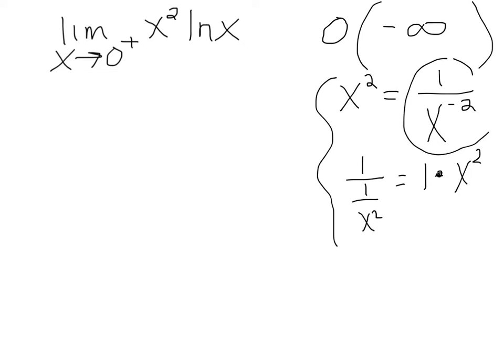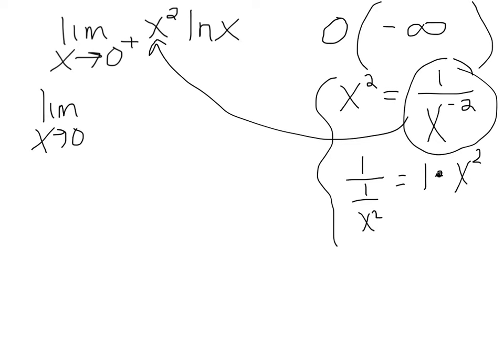So we're going to take this 1 over x to the negative 2 and plug it in for the x squared. So this gives us the limit as x goes to 0 from the right of 1 over x to the negative 2, and then we still have this natural log of x up top. Now, if we think of plugging in 0 from the right here, we get negative infinity over infinity, so we get one of our indeterminate forms.